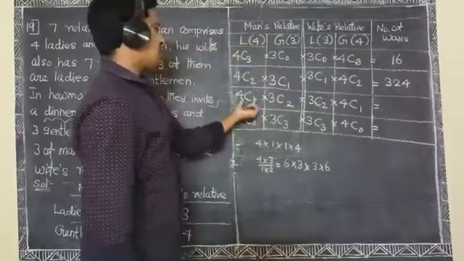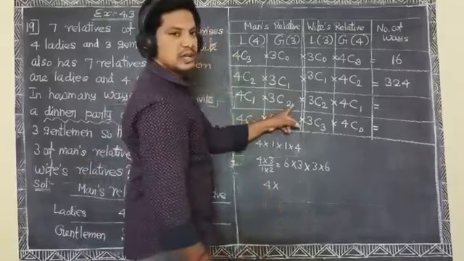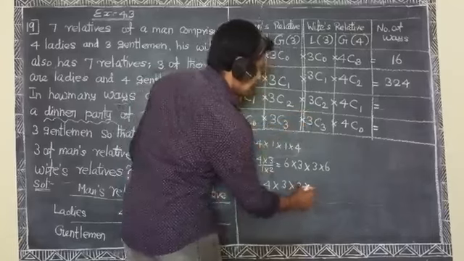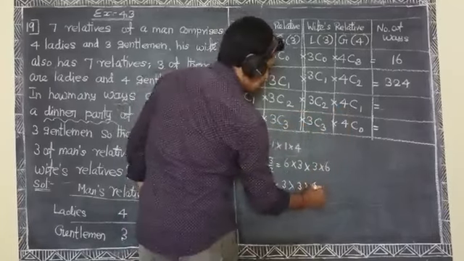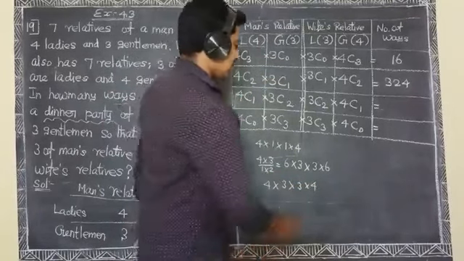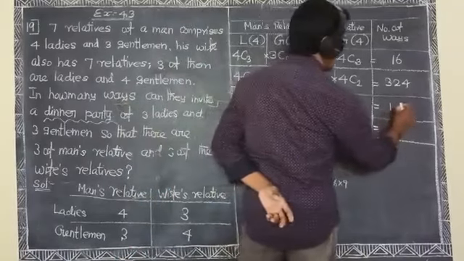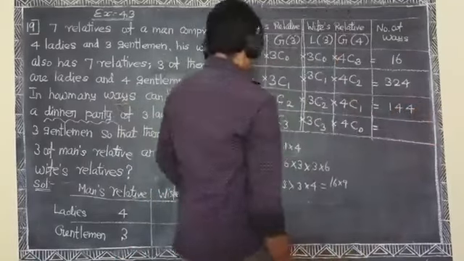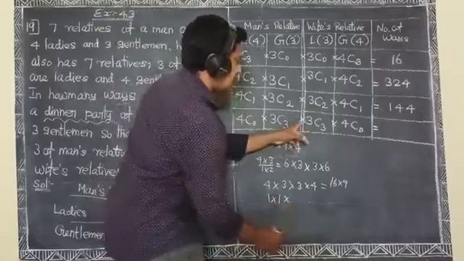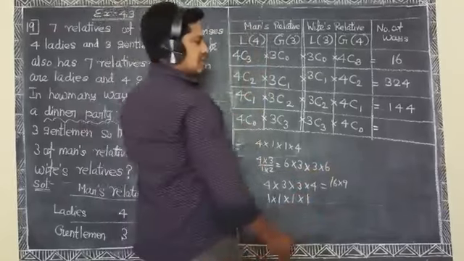4C1 is 4, 3C2 is 3, 4 fours are 16, 16 into 9, that is 144. Here 4C0 is 1, 3C3 is 1, 4C0 is 1. 1 into 1 into 1 into 1 is 1.